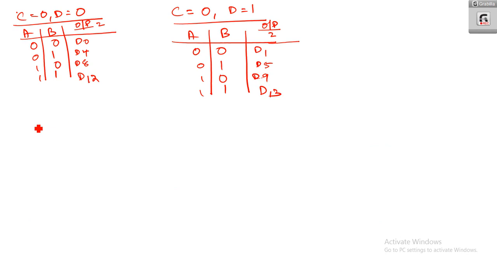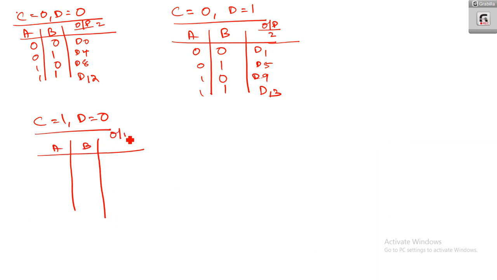Again, when C is equal to 1 and D is equal to 0, what will be there? If you are having A and B, what is the output? Again having 0, 0; 0, 1; 1, 0; 1, 1. So we are having D2, D6, D10 and D14.